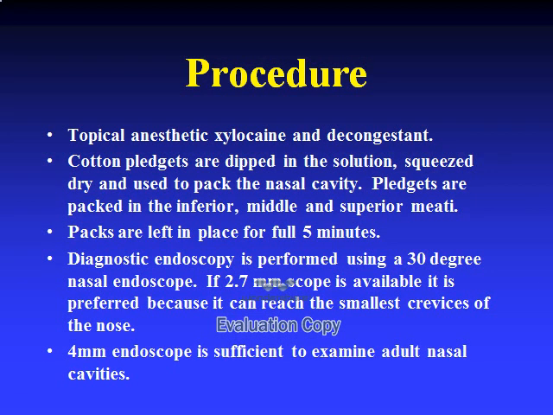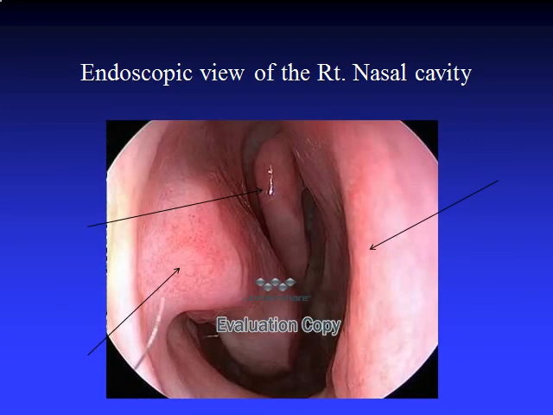How can the procedure be done? Topical anesthetic xylocaine and decongestant are placed in the inferior and middle meatus and on the nasal septum using cotton pledgets dipped in the solution and squeezed, left for 10 minutes. Diagnostic endoscopy is performed using a 30-degree nasal endoscope. If a 2.7 millimeter scope is available, it's preferred because it can reach the smallest crevices of the nose. A 4 millimeter endoscope is sufficient to examine the adult nose.